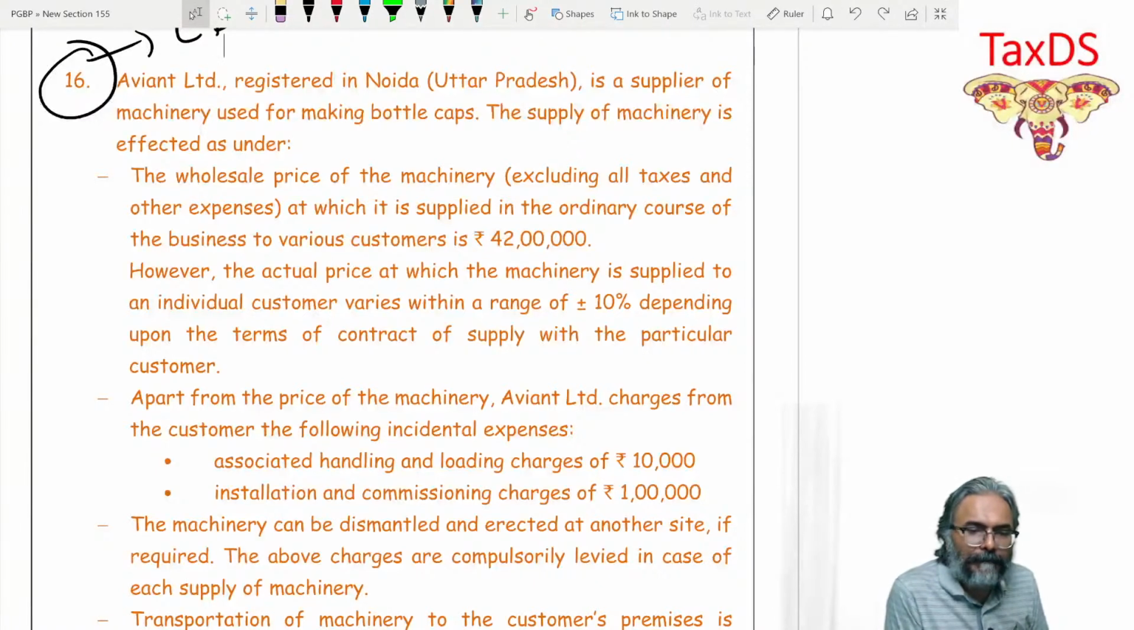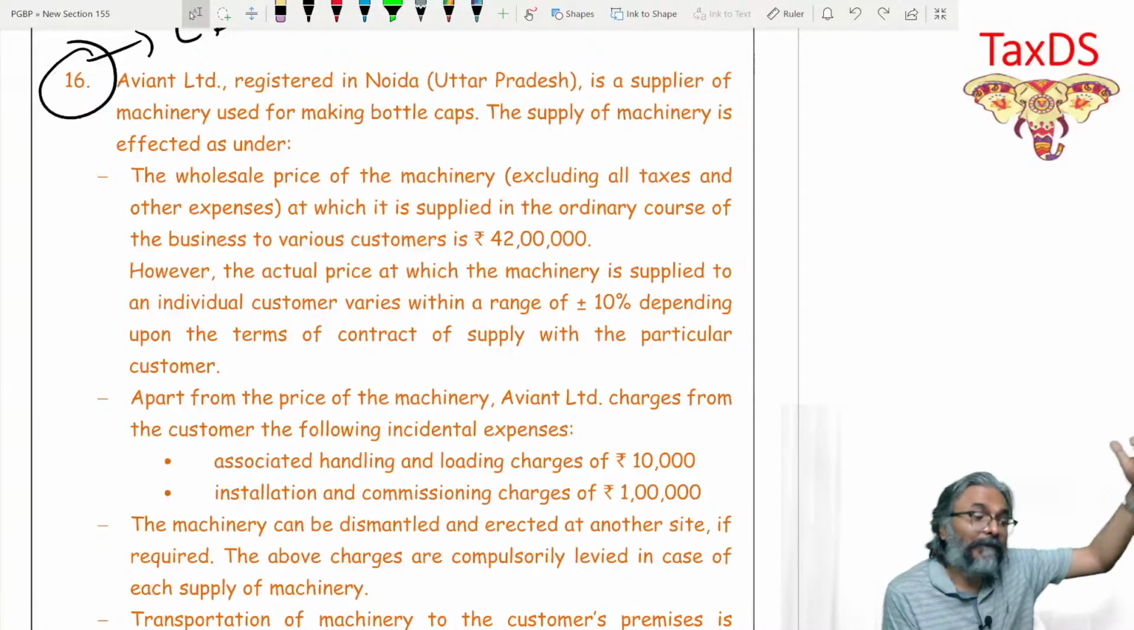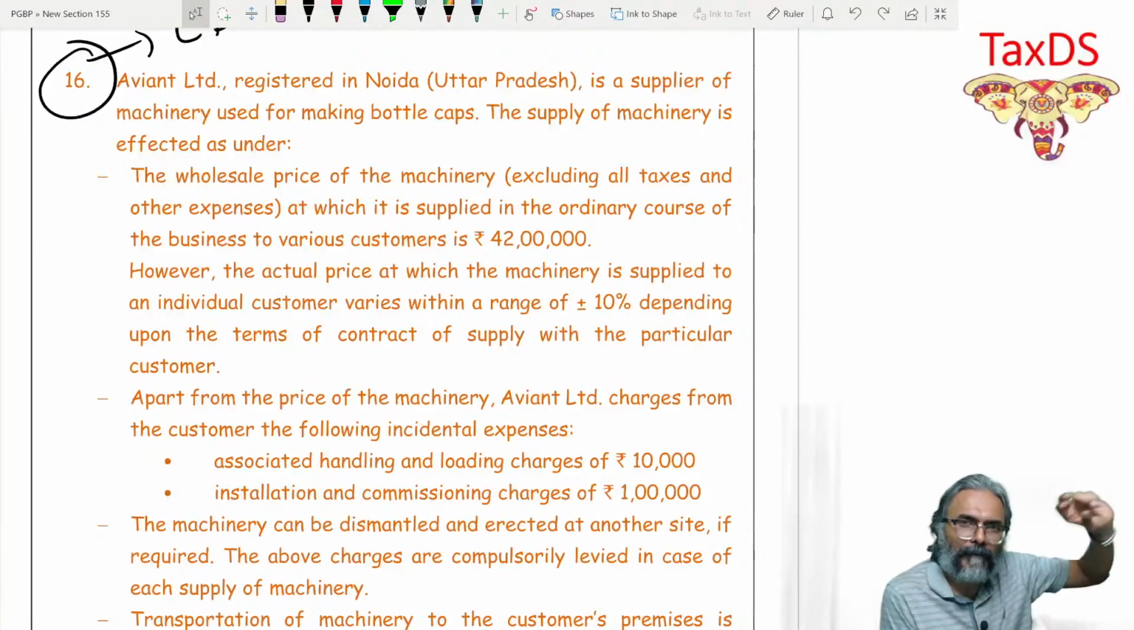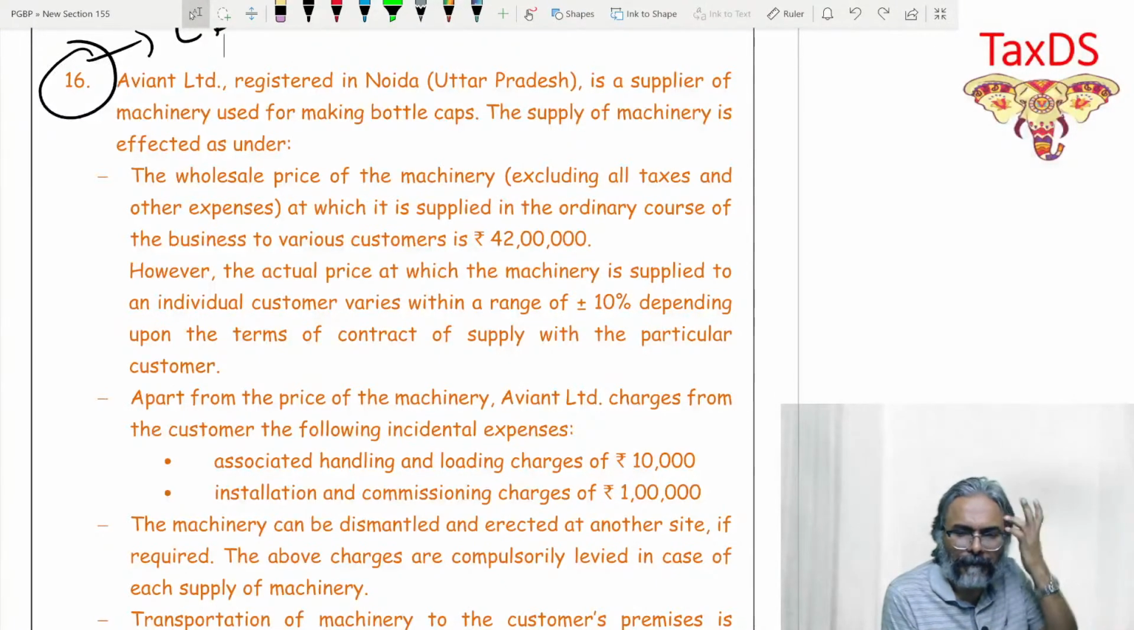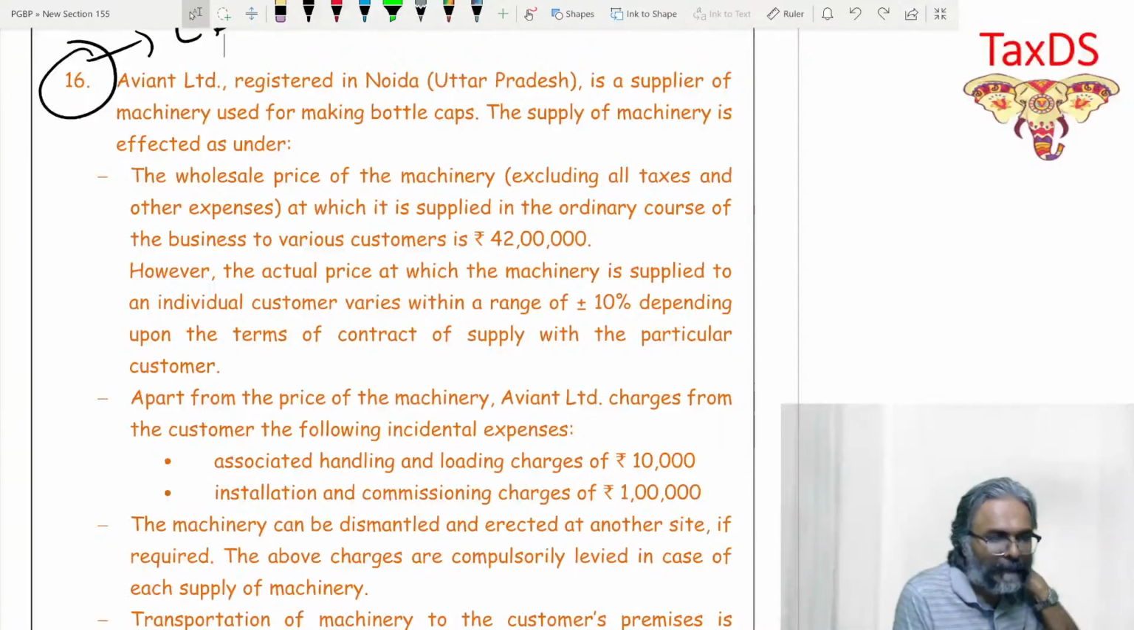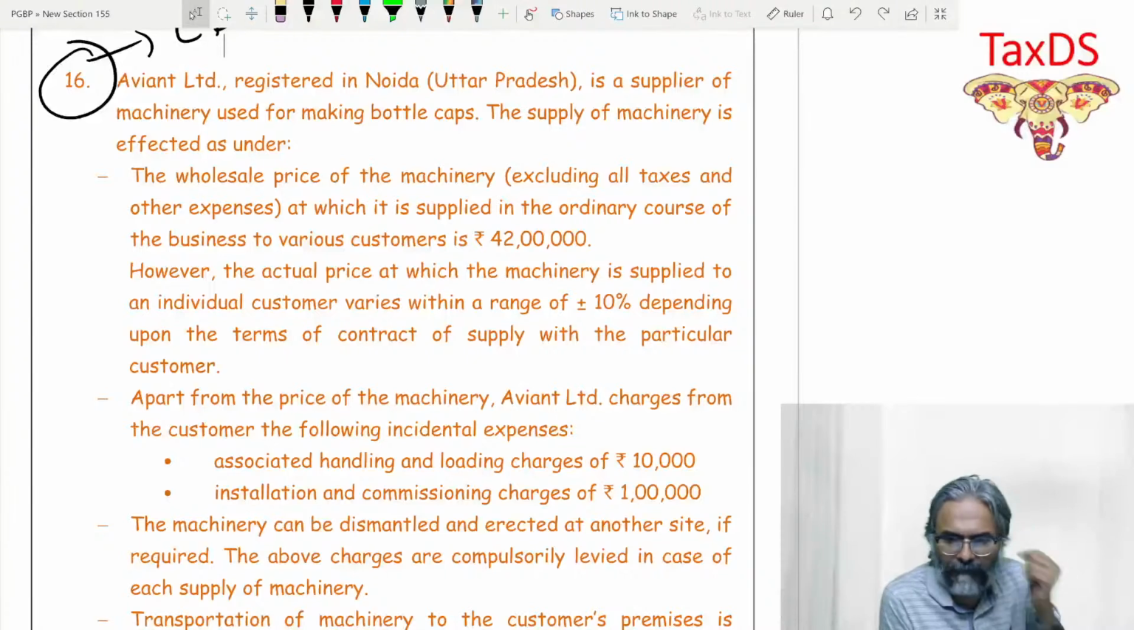Avian Limited, registered in Noida, Uttar Pradesh, is a supplier of machinery used for making bottle caps. So they are a supplier of machinery. Be careful, that machinery is for bottle caps. The supply of machinery is effected as under. So they have given you how the supply of machinery is done.